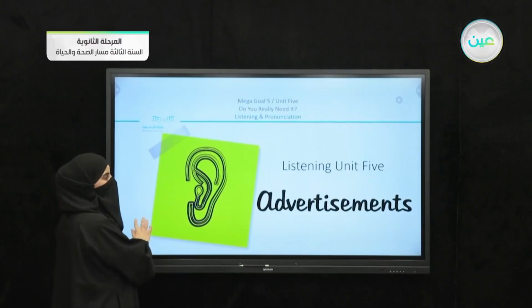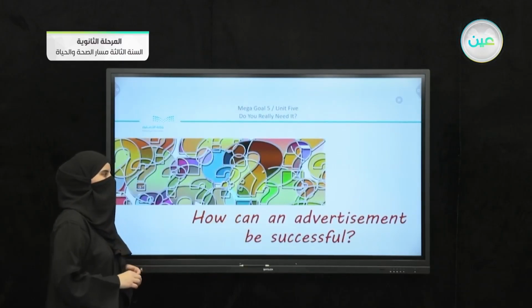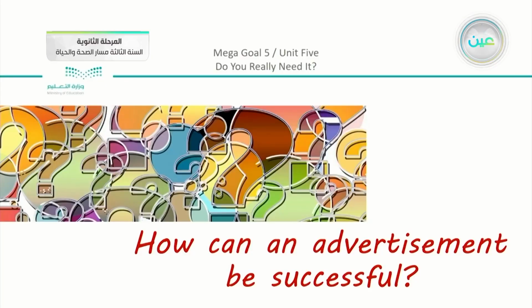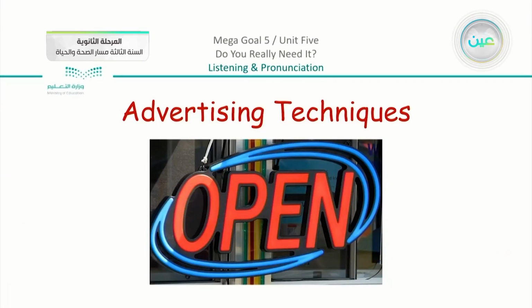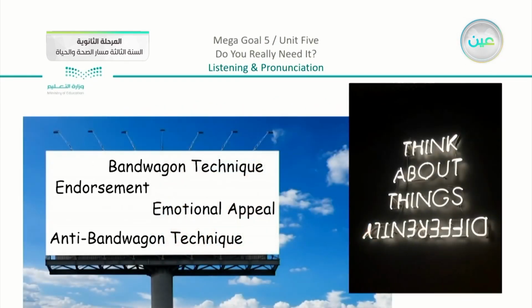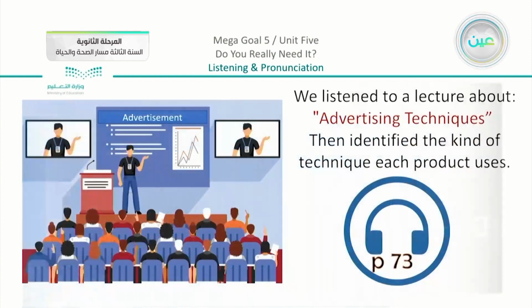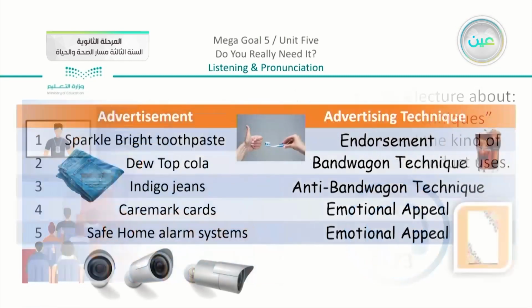Now in the listening lesson, we had something about advertisements. Now we started with a question, how can an advertisement be successful? So this was mainly about advertising techniques in a lecture. Within the advertising techniques that we have here, we said that we have bandwagon technique, the anti-bandwagon technique, the endorsement and emotional appeal, which we matched with the different types of advertisements. So we listened to a lecture about advertising techniques, then identified the kind of technique each product uses.